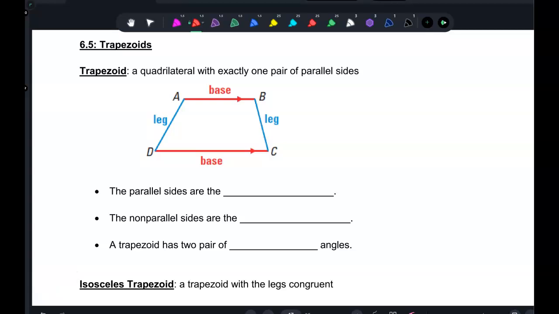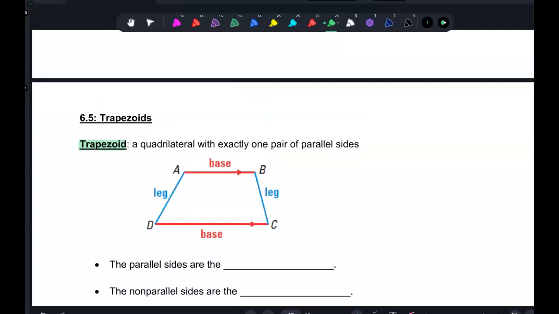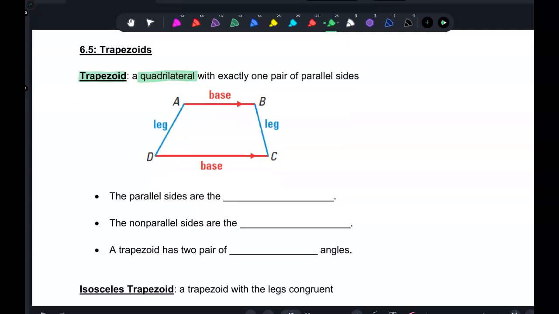Okay, for geometry fundamentals, today we're going to do lesson 6.5. This is on trapezoids. Okay, so starting with a definition of a trapezoid, this is going to be a quadrilateral. So remember, quadrilateral means it has 4 sides, right? And it has exactly 1 pair of parallel sides. So this is not a parallelogram.